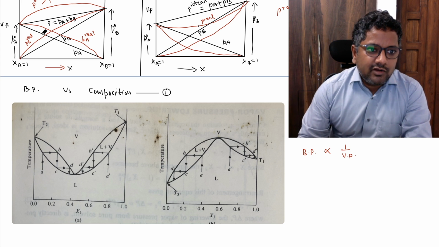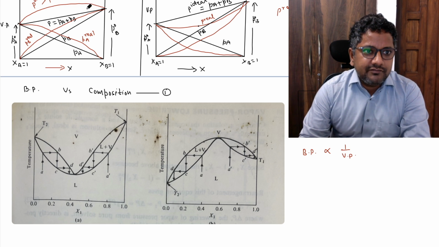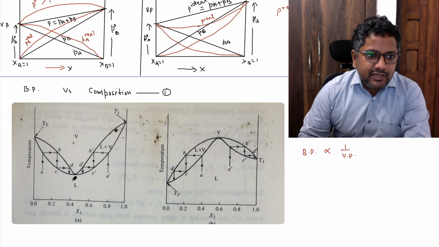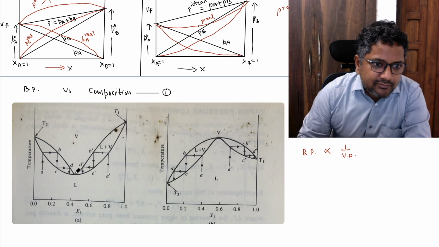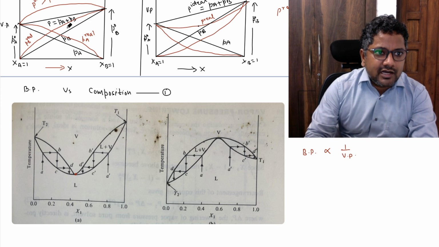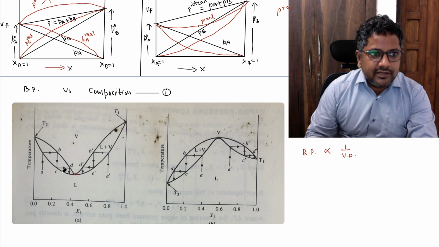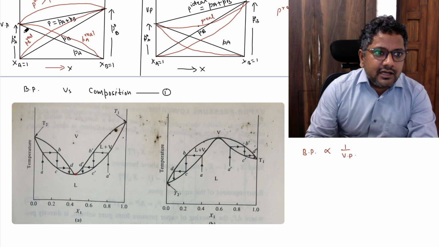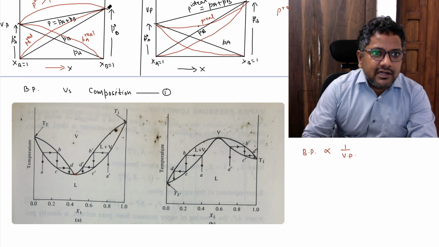So see what we are getting here in positive deviation. This is the maximum vapor pressure type, so this is the minimum boiling point type. This is the minimum boiling point of this mixture, of the same mixture we have taken here. Here I have taken P naught A is less, so temperature is high.